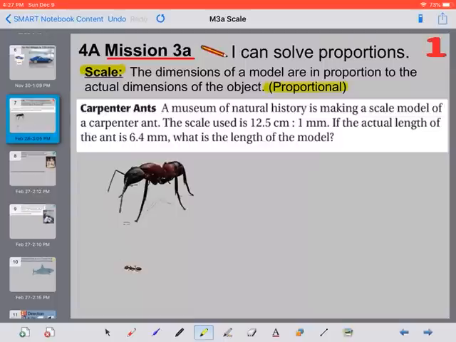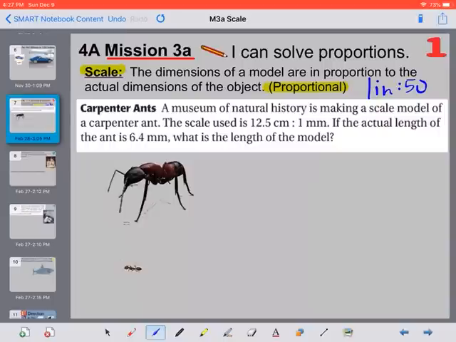We call them proportional. So for example, if 1 inch on a map is really 50 inches in real life, that's a scale. Like 1 inch represents 50 miles. That's something we're going to look more at tomorrow. Today we're going to be looking at real life objects.